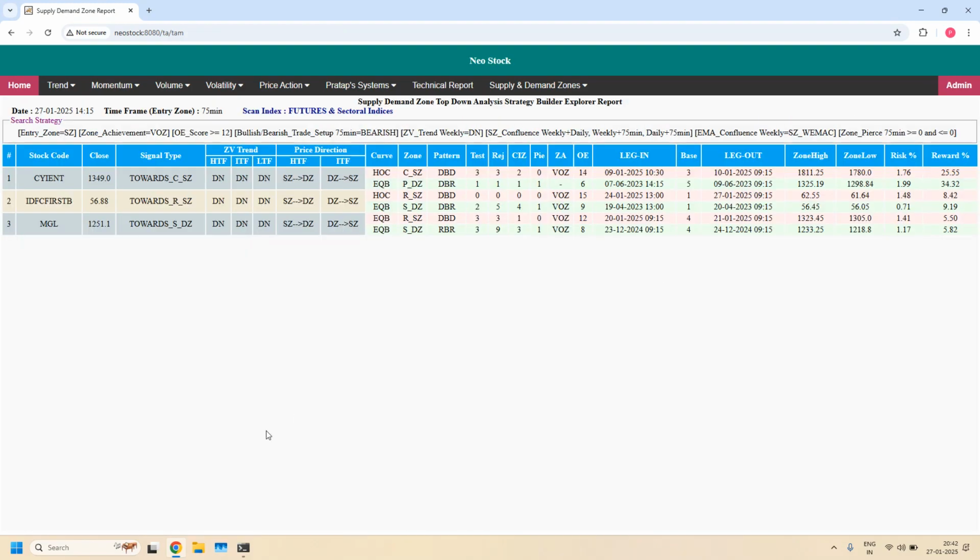Let's filter. So we got all the 3 stocks. They are even more high probability trade setup supply zones. That's why look into the first one and third one. They are already tested 3 times.